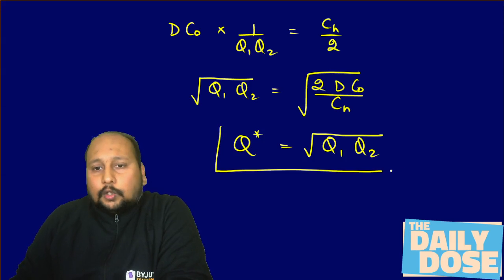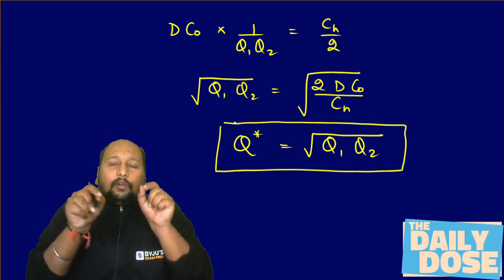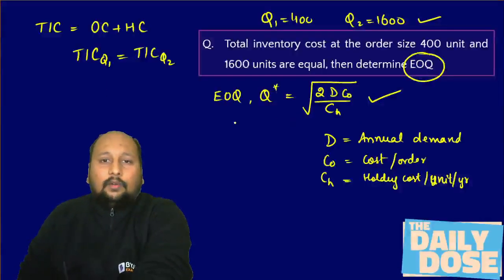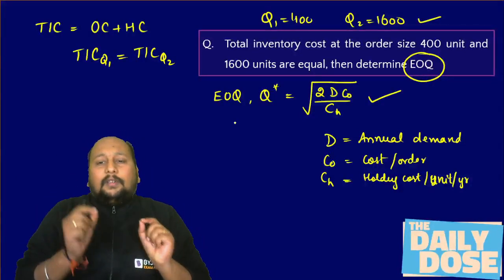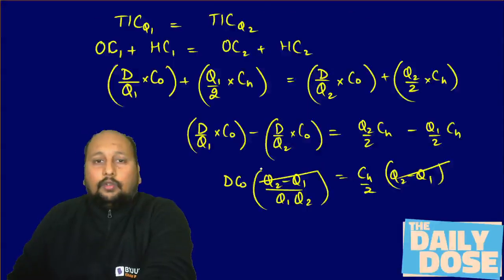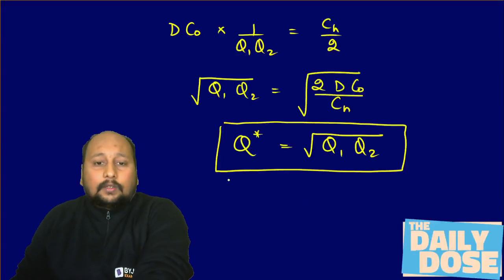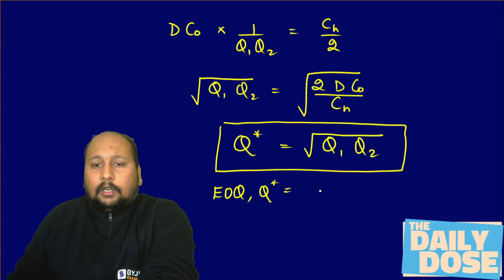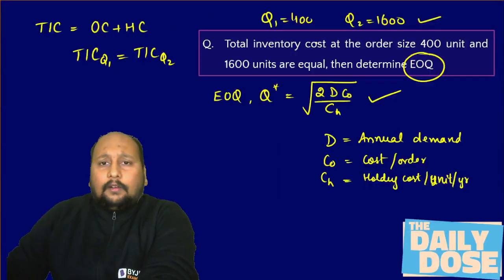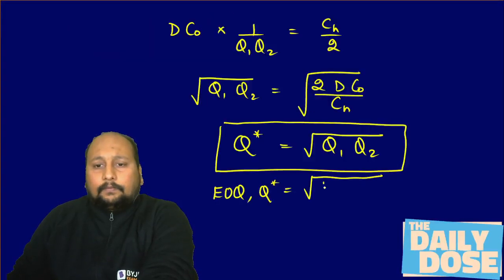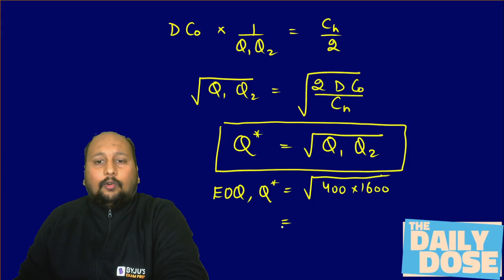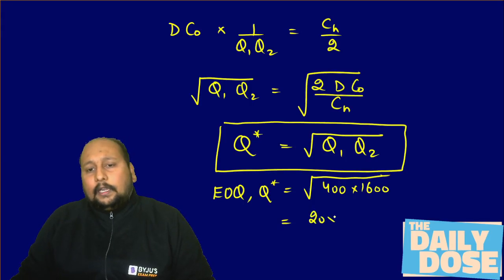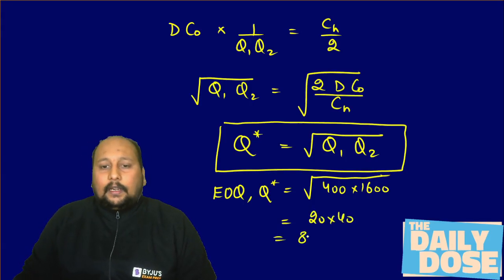Very important. So now I can directly apply it. If you know this particular concept, you can solve this question in a matter of seconds, right? But if you don't know, you will be very confused about how to start the problem. So you have to do this derivation, and ultimately you'll land on this. So we can say the economic order quantity, which is Q star, is equal to the square root of 400 into 1600. So this comes out to be 20 into 40, which is 800 units.